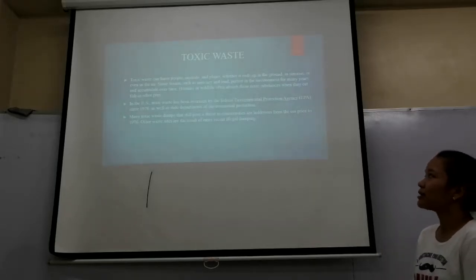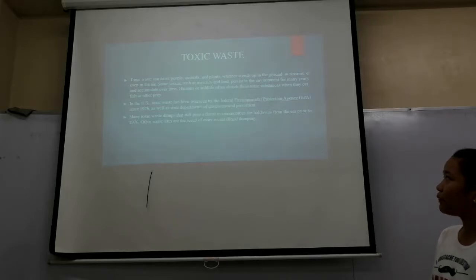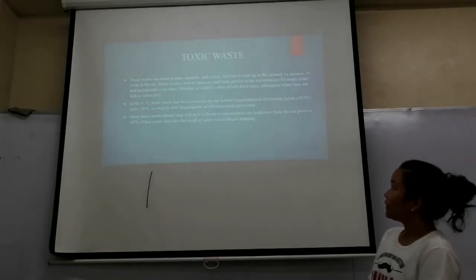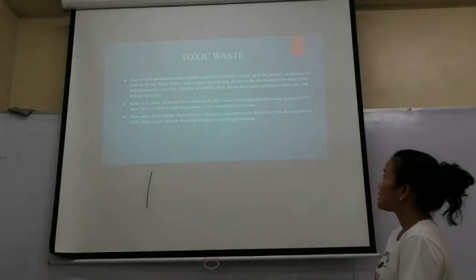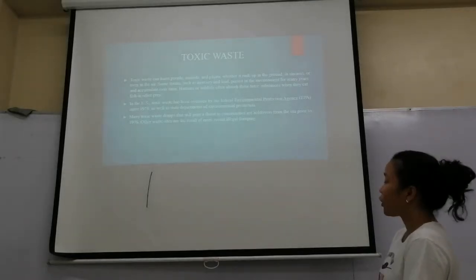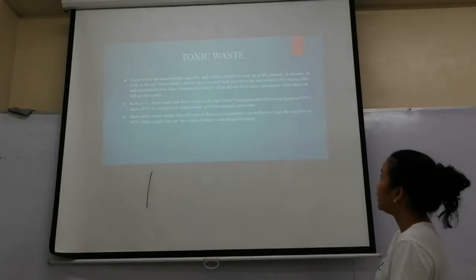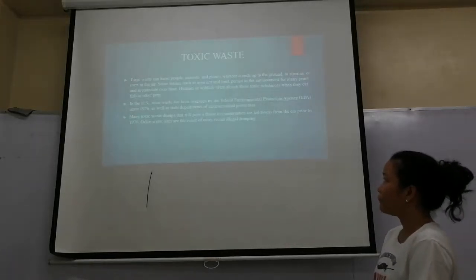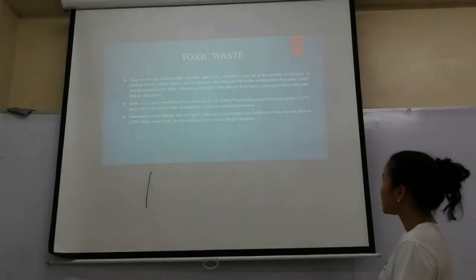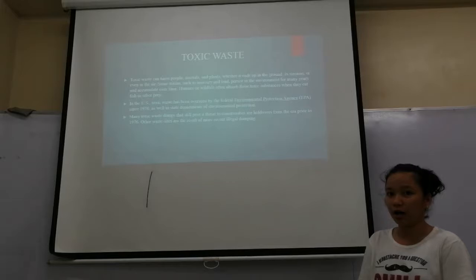Toxic waste. Toxic waste can harm people, animals, and plants. Whether it ends up in the ground, in streams, or even in the air, some toxins such as mercury and lead persist in the environment for many years and accumulate over time. Humans or wildlife often absorb these toxic substances when they eat fish or other prey.